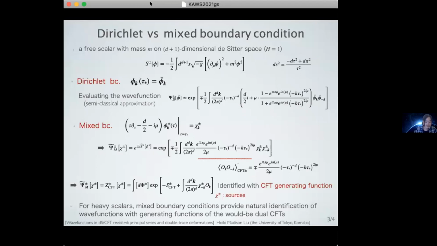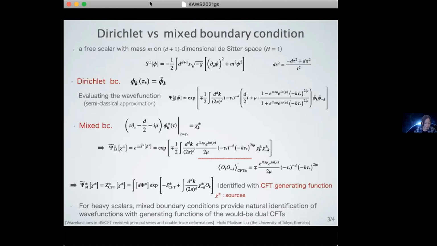But if instead we employ a mixed boundary condition, which involves a time derivative here, we can see that the wave function has a much simpler form, and its quadratic coefficient here could be explained in terms of CFT two-point functions. Therefore, we can say that this wave function could be identified with CFT generating functions.